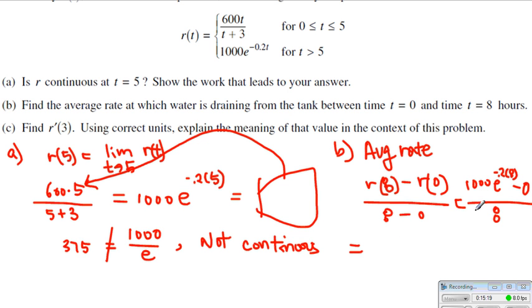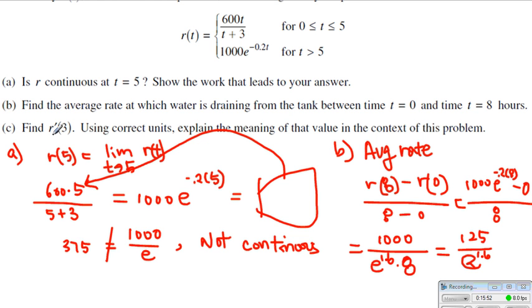Then once you do this, you will realize that the value will be 1000 over e to the 1.6, divided by 8. That becomes our final answer. But 1000 and 8 can cancel out, becoming 125 over e to the 1.6. Alright, now let us look at number 3.